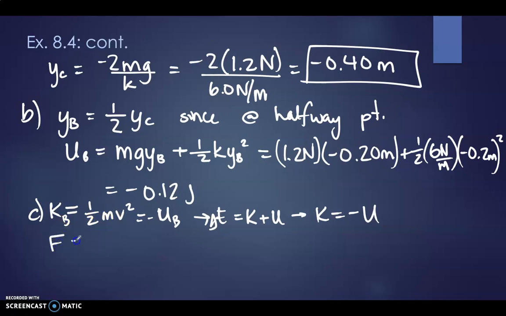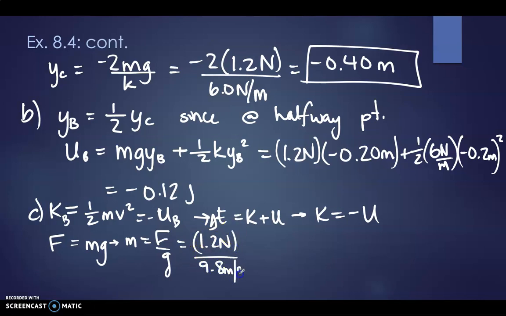So we remember that F equals mg, or M equals F over g. Our F was 1.2 newtons divided by 9.8 meters per second squared. To get 1.2 over 9.8, and we get 0.12 kilograms.